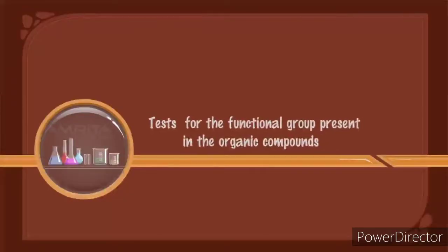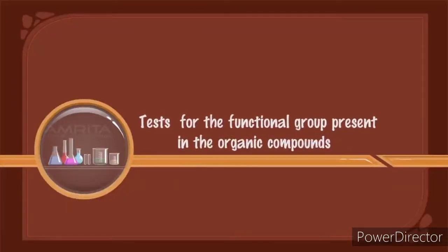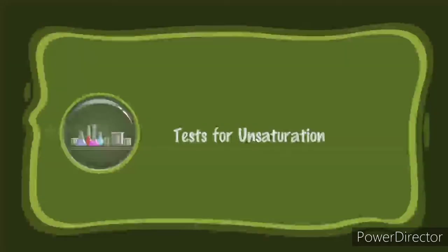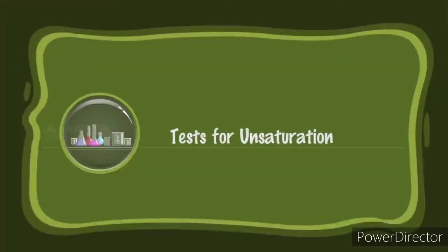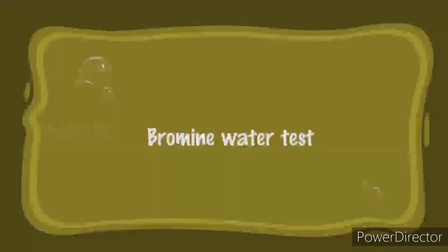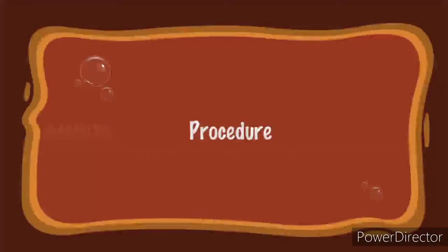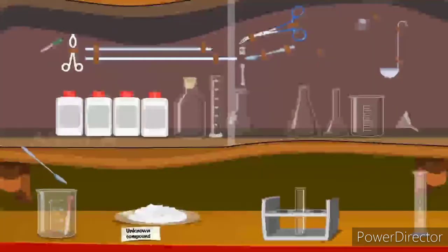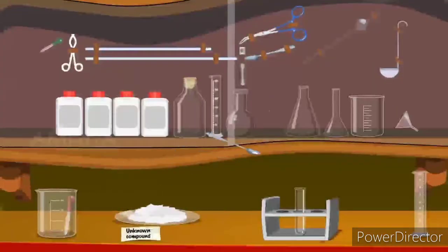The functional group present in the organic compounds. Tests for unsaturation. Bromine water test. Procedure. Take the unknown compound using a spatula.